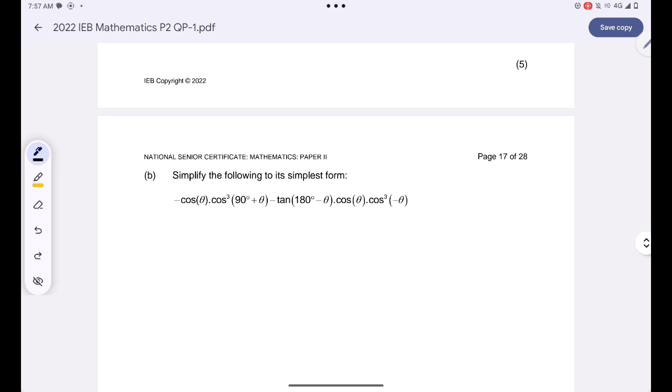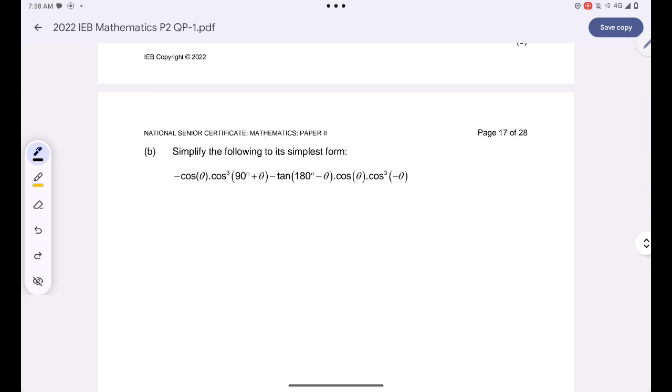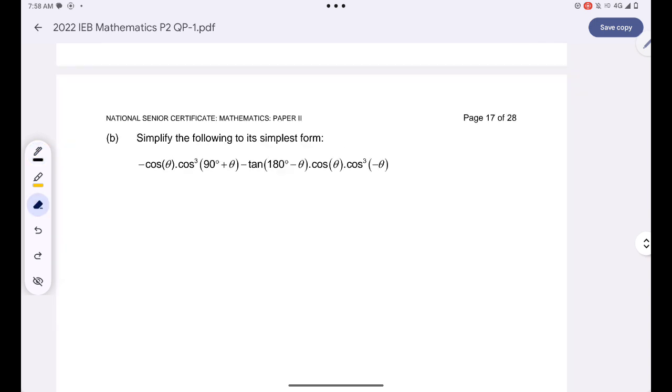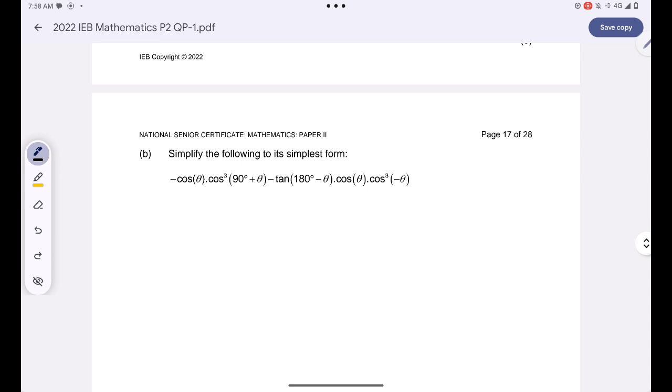Second question, you're supposed to simplify the following to its simplest form. Basically, just leave it as one trig ratio or just a number. How can you do that? The most important thing, guys, whenever you deal with this type of questions, simplifying, basically, you need to make sure that you reduce your angles first. After reducing your angles, check whether there are 2 things you can change into 1 thing.